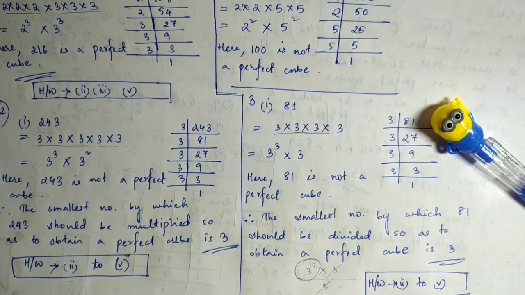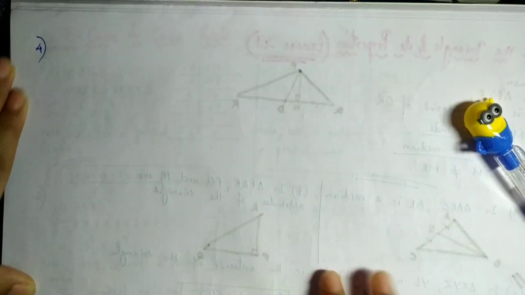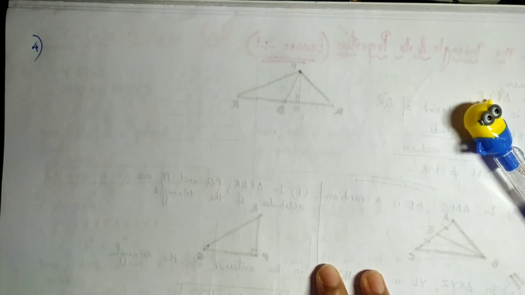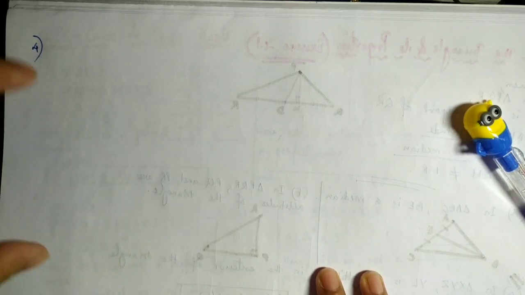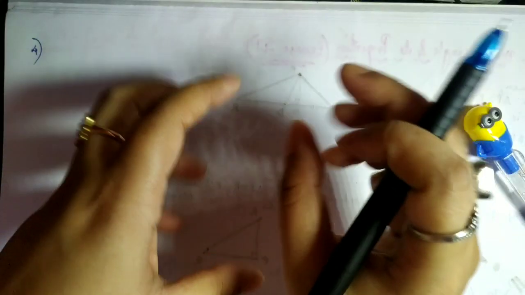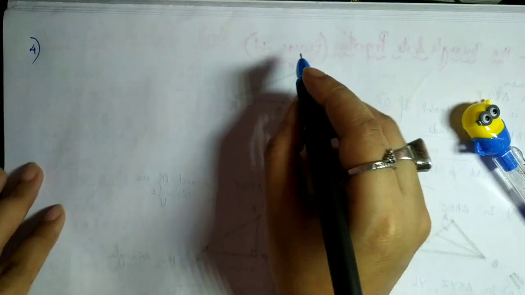Now let us move on to the last question of the exercise, that is question number 4. Let us see what is given. Parikshit makes a cuboid of plasticine of sides 5 cm, 2 cm and 5 cm. Those are the length, breadth and height of the cuboid. How many such cuboids will he need to form a cube?